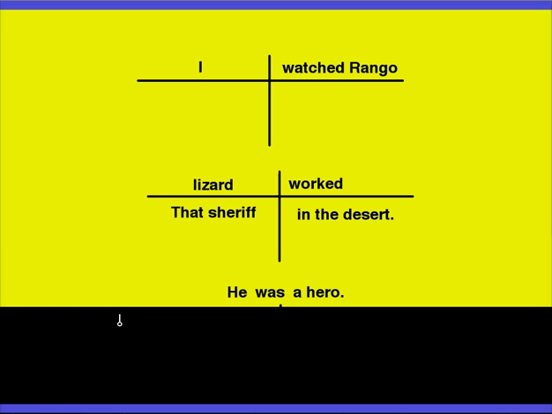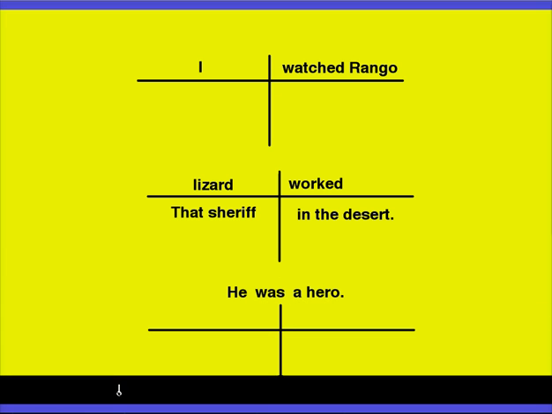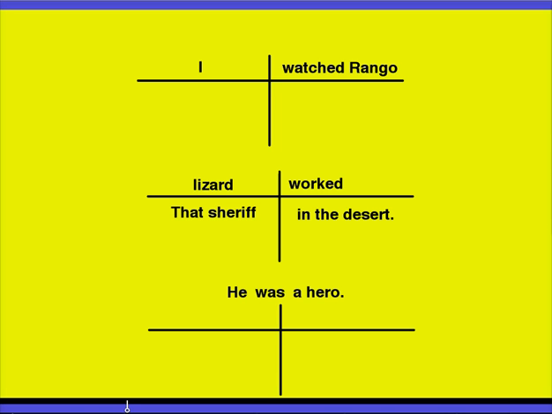Let's do another one. He was a hero. What word in this sentence is always, always, always a verb? That's right, it's was. Was what? A hero. Who or what was a hero? He. So this is another sentence that has a subject and a verb but no describing words underneath.